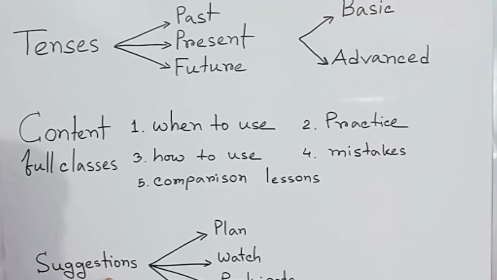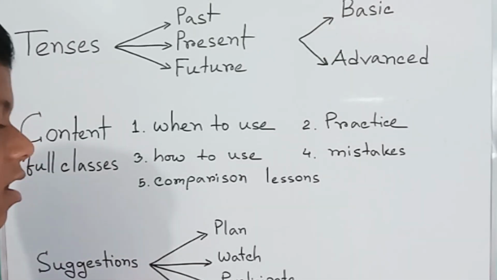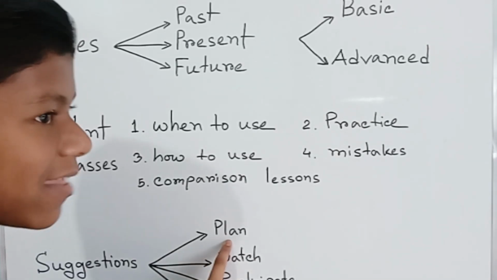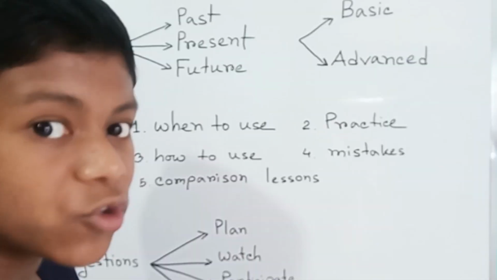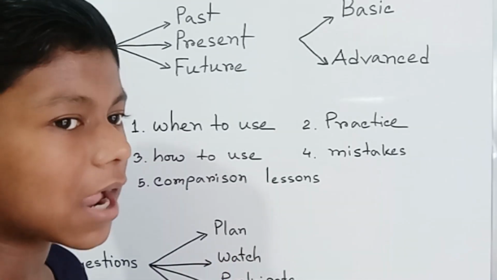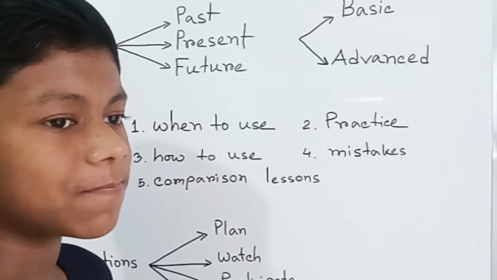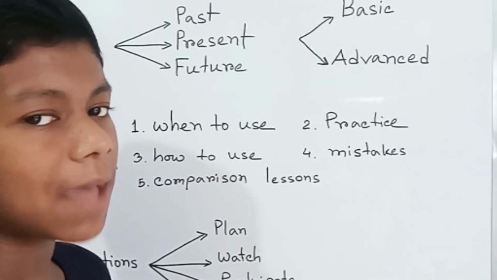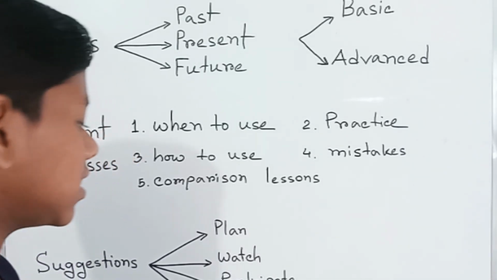Okay, so next is suggestions. We have to understand the suggestions, that is, how our video suggestions will be. So first of all, plan. What does this mean? We have to understand the tense and we have to make a plan. We can use some examples by understanding the verbs.